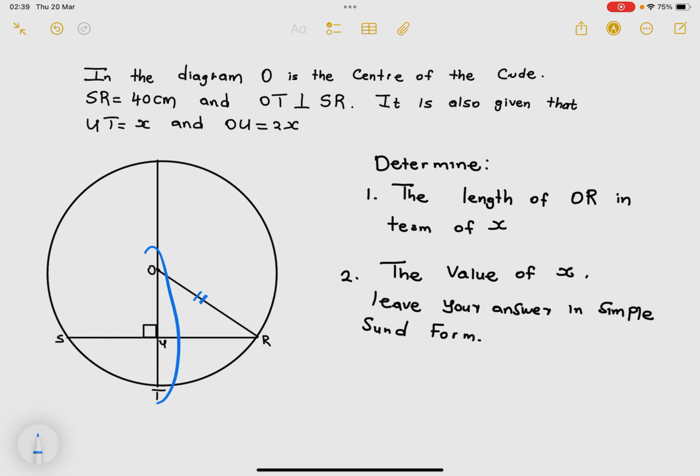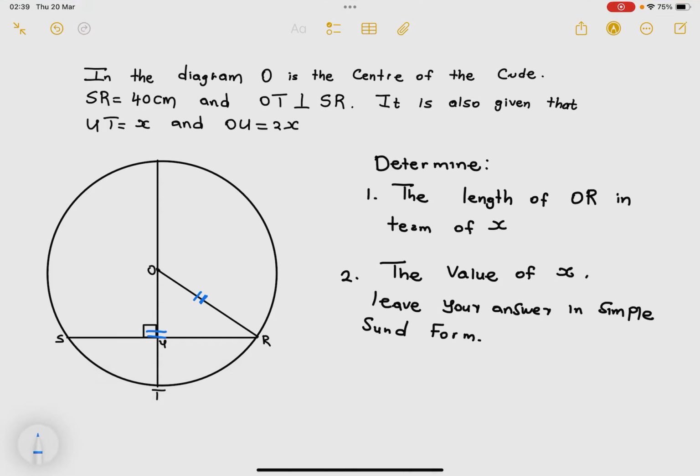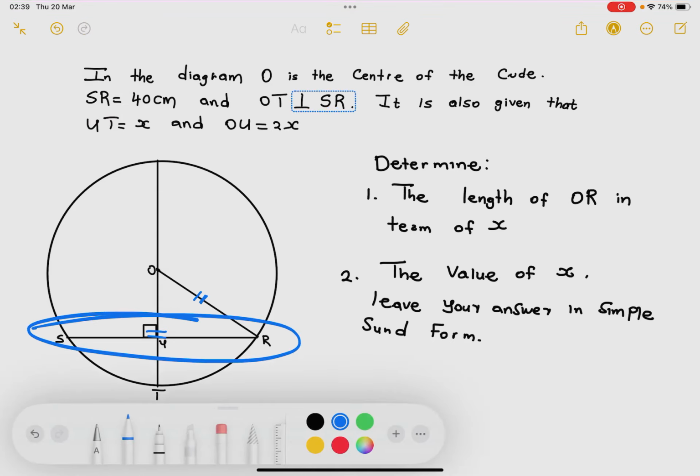OR and OT, do you see it? OR and OT are going to be the same, or equal. Why? Because they are radii, right? That's good to know. And we are being told that CR is 40 centimeters. So CR, this line, is actually 40 centimeters.